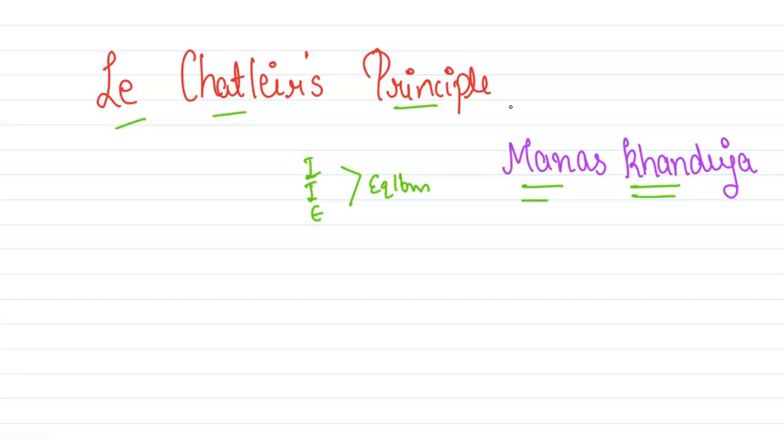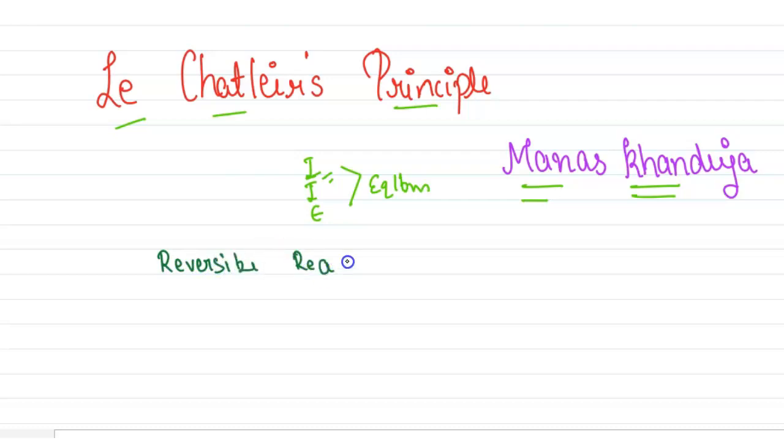Physical chemistry is mostly about numericals, but this is the theoretical part that has a great practical approach. Industries apply this principle to get a better yield of production. It is an interesting topic, it is an easy topic, and it is one of the important topics. So that is Le Chatelier's principle. Now, what is it? Le Chatelier's principle is basically applied on reversible reactions.